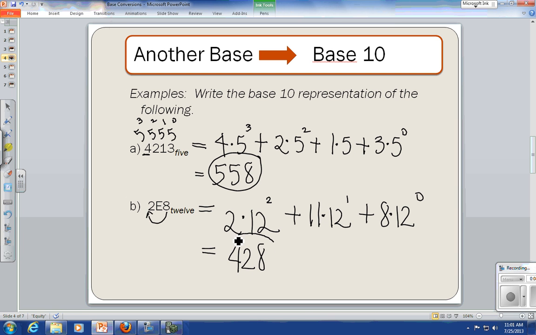Now, when you're converting from another base to base 10, it's not necessary to write the base 10. If you wanted to write 10 down here as a subscript, you could, but you don't have to. So if there's not a base written, it's understood to be base 10. If you write base 10, then it's not wrong that way either. Okay, now let's see what we have next.